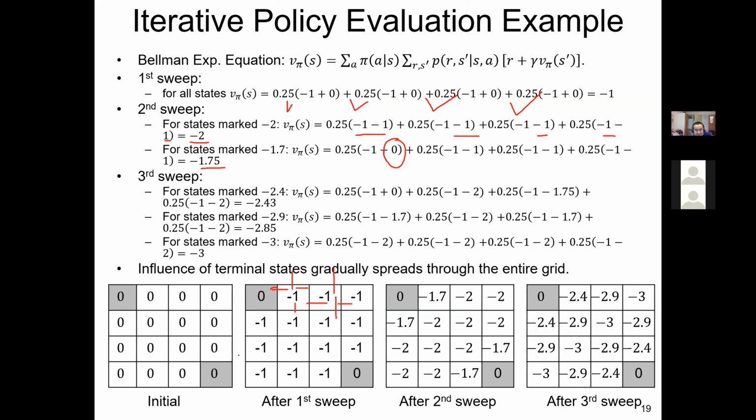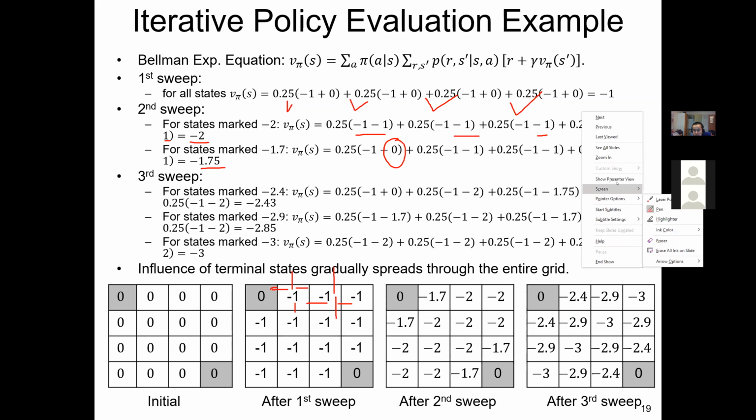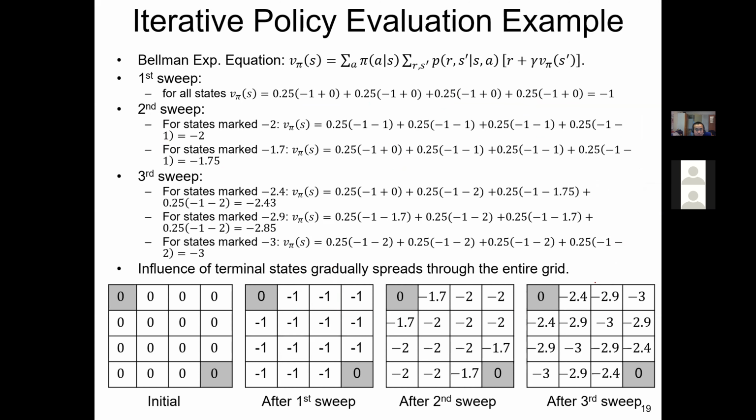As you can see from left to right, the influence of the terminal states, that is the 2 zeros on the corners, gradually spreads through the entire grid. It spreads to influence the other states. Okay, any questions on this slide?